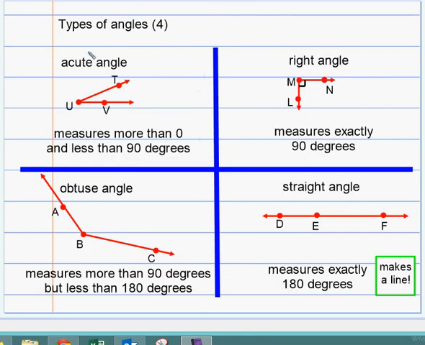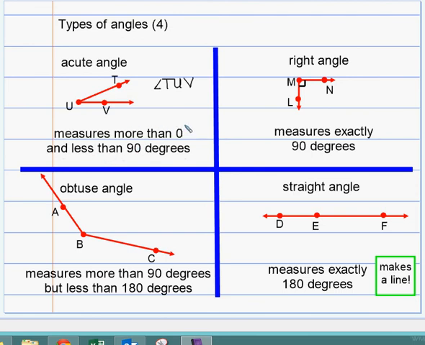4 types of angles. Okay, this hopefully is review. Acute angles. This is angle TUV. So I'm going to write that over here. Angle TUV. And I don't have to put the angle symbol so that it matches the way that the angle goes. It's always that symbol. But an acute angle is going to measure more than 0 degrees and less than 90 degrees.